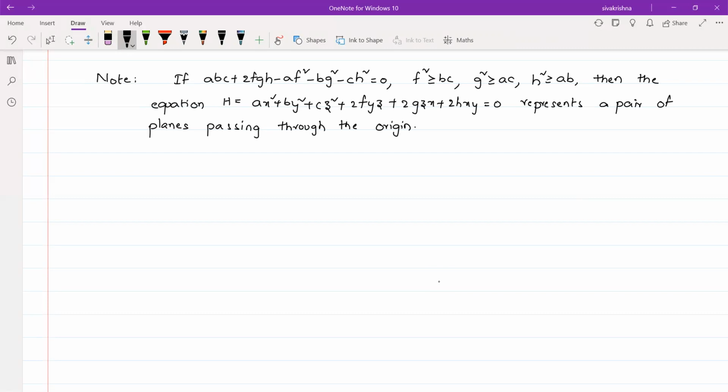Coming to the problems, we are given an equation in the form ax square plus by square plus cz square plus 2fyz plus 2gzx plus 2hxy, and we have to say whether it represents a pair of planes or not. To say that, we have to satisfy all the above conditions. After that we can also find the angle between those pair of planes involved in this equation. So this is one.